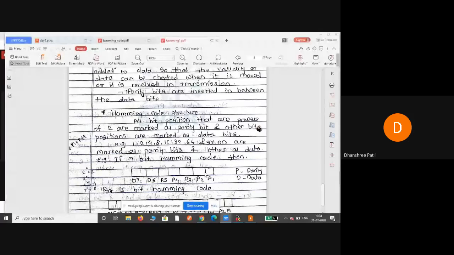Okay, for example, 2 power 0 is what, 1. So the first bit is my parity bit. Then 2 power 1 is what, 2. So the second one is the parity bit. Now 2 power 2 is what, 4. So the fourth bit will be a parity bit. Similarly 2 power 3 is 8. The eighth bit will be a parity bit, and so on. And all the remaining will be the data bits.